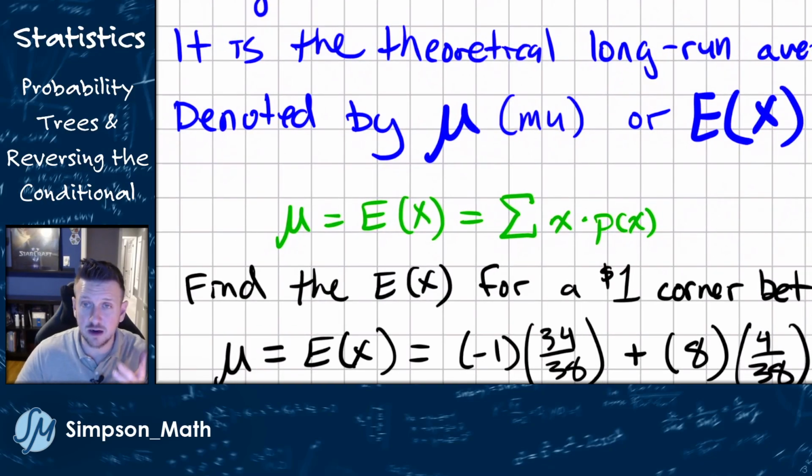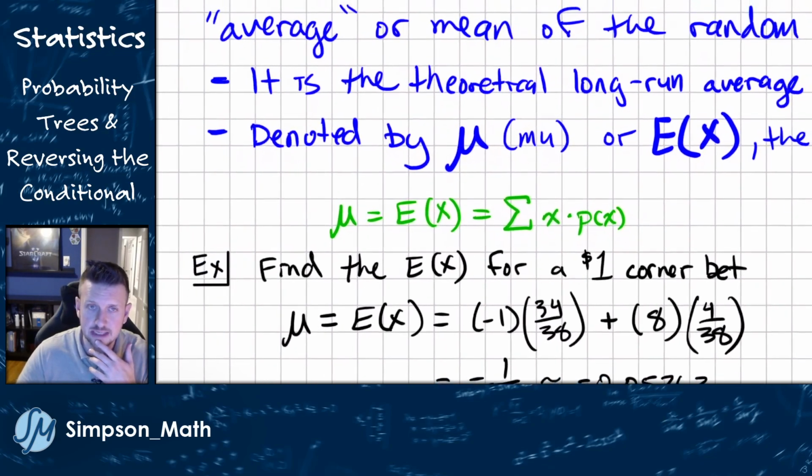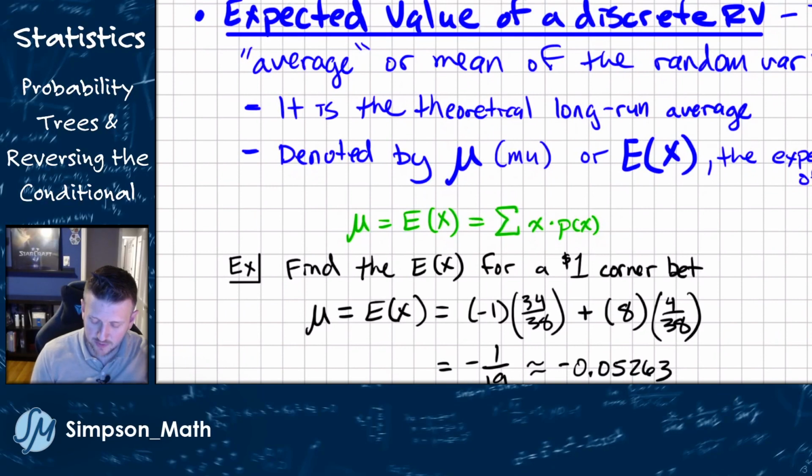So what is our population mean? What is our expected value formula? So it can be mu or E of X. Doesn't matter how you want to write it. And then we have this. Remember that capital sigma is the sum of my X times my P of X.